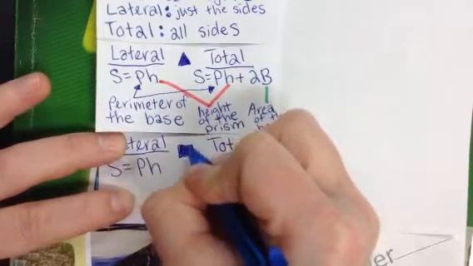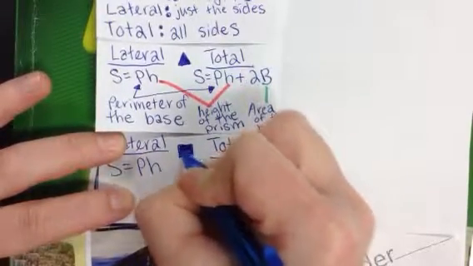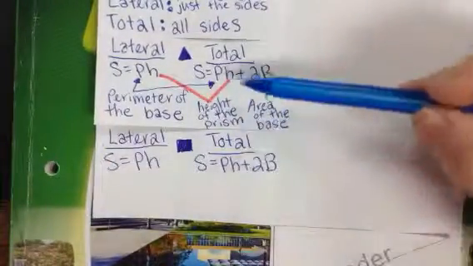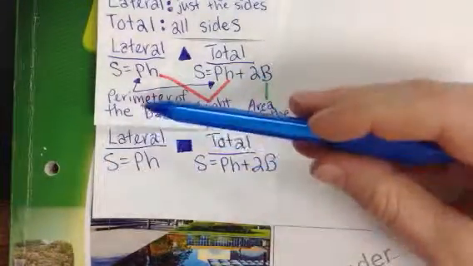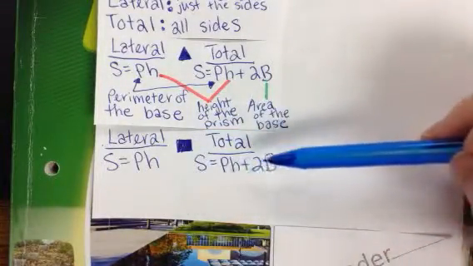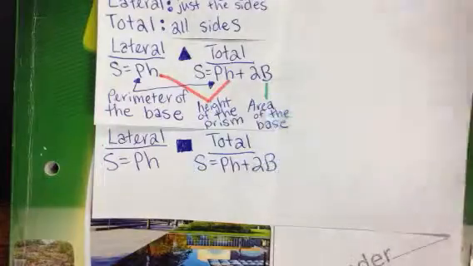So since we already wrote out what all those variables or all the letters stand for, you'll be able to look on this tab if you need it. So P is perimeter of the base, H is height of the prism, B is area of the base.